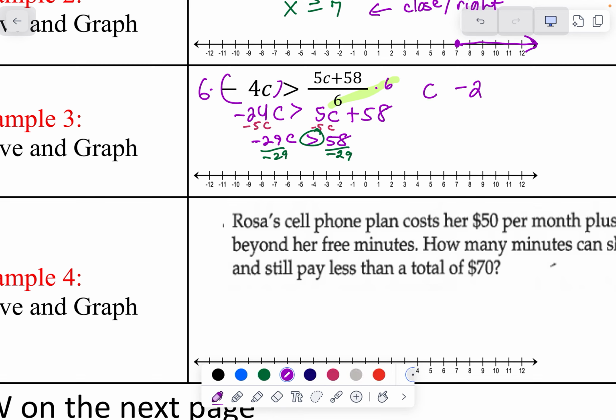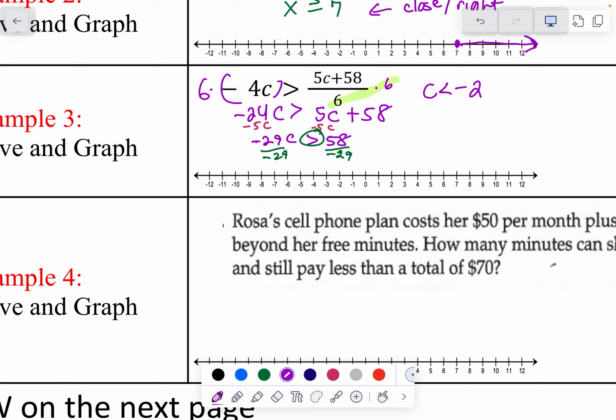C is less than negative 2. Okay. So let's go over one more time how we solve this inequality. Multiply both sides by 6. Symbol is still greater than. Subtract 5c. Symbol doesn't change. Divide by negative 29. Symbol changes. That's why the symbol now is a less than. So I'm glad I remembered. Okay, told you I remember.